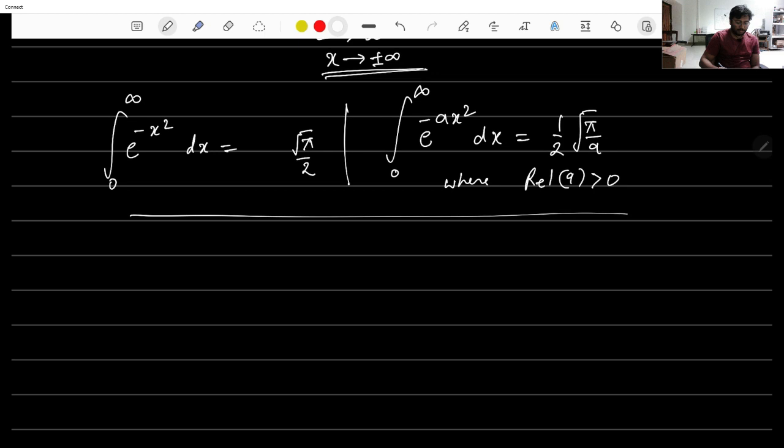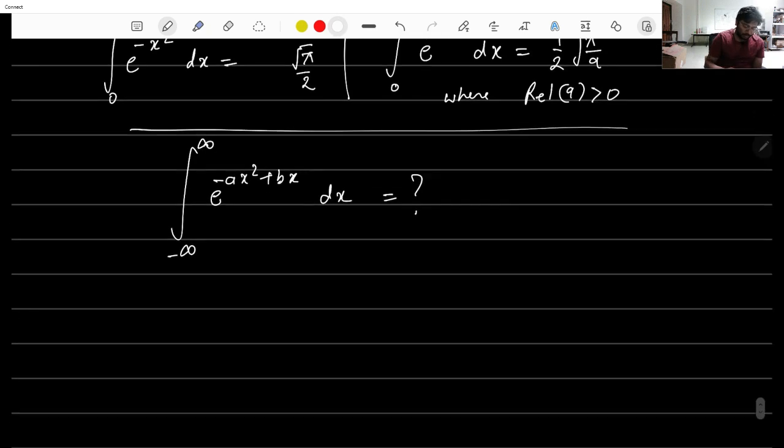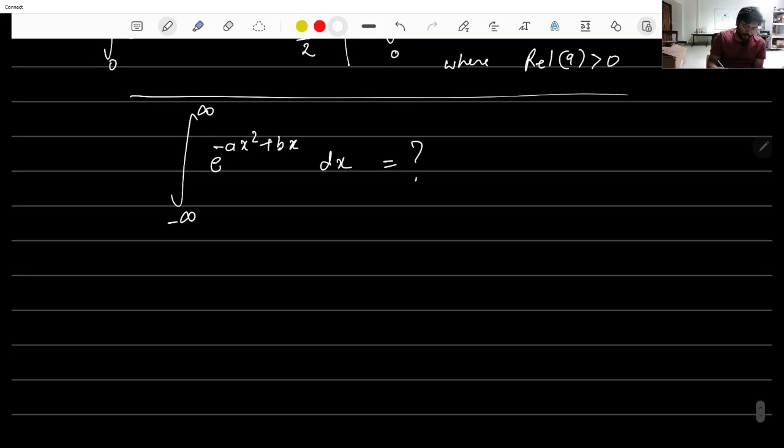One more extension we want to look at is e to the power minus a x square plus b x, and you do the integration over x from 0 to infinity, or you can say from minus infinity to plus infinity. So what will be the value of this? I leave this for you. If you are not able to do this, I will tell you in the next video how to evaluate this integration.